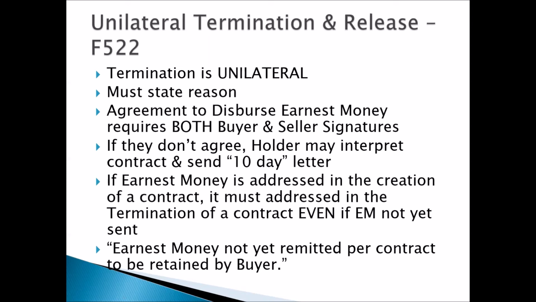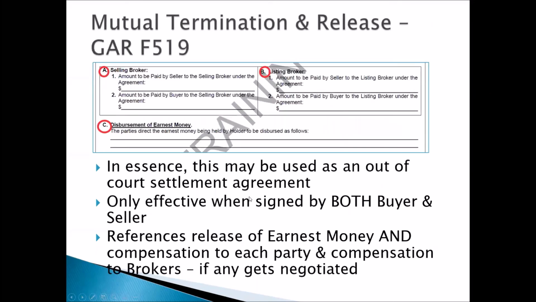In other words, let's say in the purchase and sale agreement, it says buyer to remit earnest money 4 days from binding agreement date. For whatever reason, the buyer chooses to terminate the purchase and sale agreement on day 2 after binding agreement date. In the release portion, you can't leave it blank. Earnest money is still part of the contract, even if it hasn't been remitted. So all you're going to put in the release section is earnest money not yet remitted per the contract to be retained by the buyer. So again, if it's addressed in the creation of a contract, you still must address it in the termination, even if it hasn't been remitted.